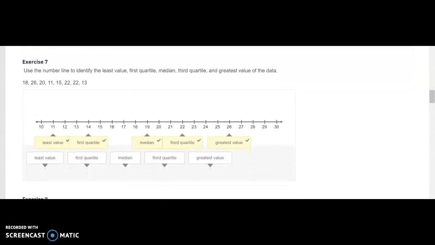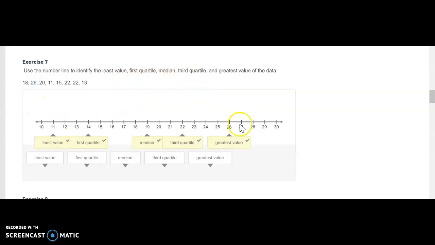Okay, exercise 7. Use the number line below to identify the least value, first quartile, median, and third quartile, and the greatest value. Okay, so the least value of our numbers is going to be the number 11. The greatest value is going to be our 26. That's going to be our biggest, or our greatest. And then we want to know what is the median.